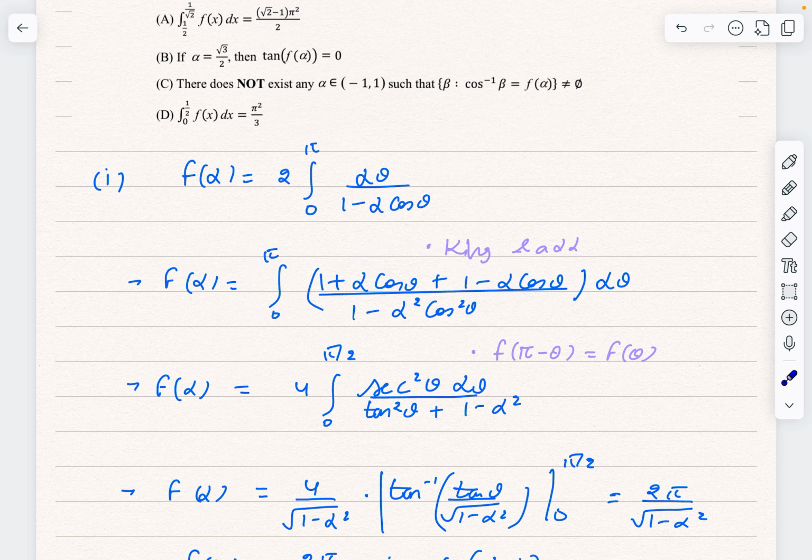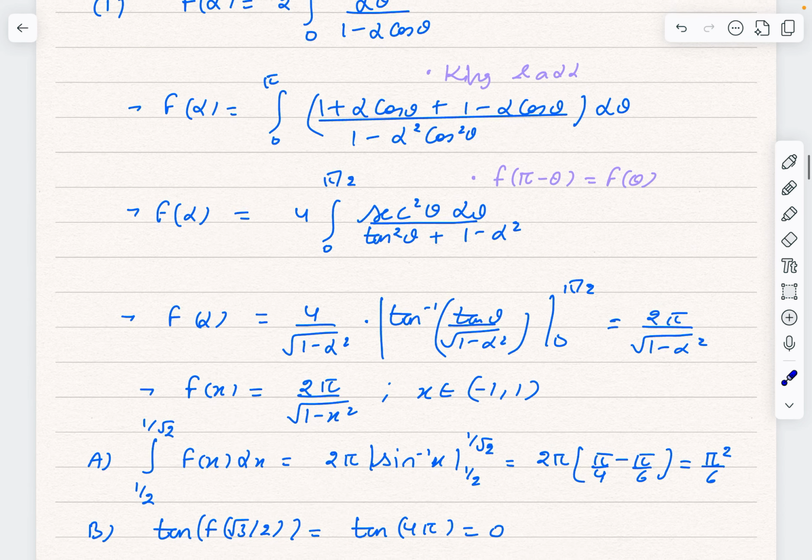And then you divide both sides by cos square theta. So the numerator will become secant square theta. This will become 1 by cos square theta, which is secant square theta, that you can write as tan square theta plus 1. And the denominator will become just minus alpha square. And this is a direct integration.